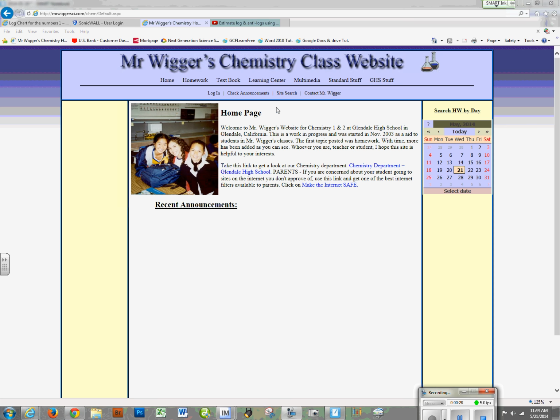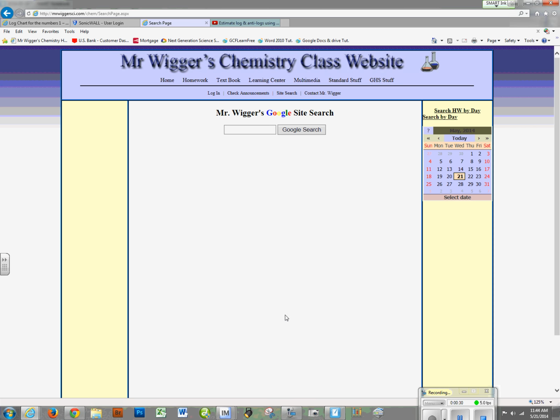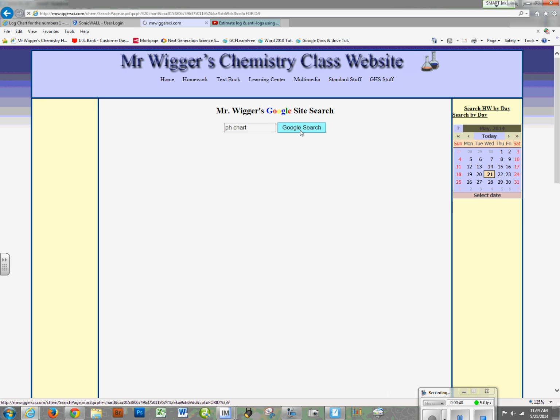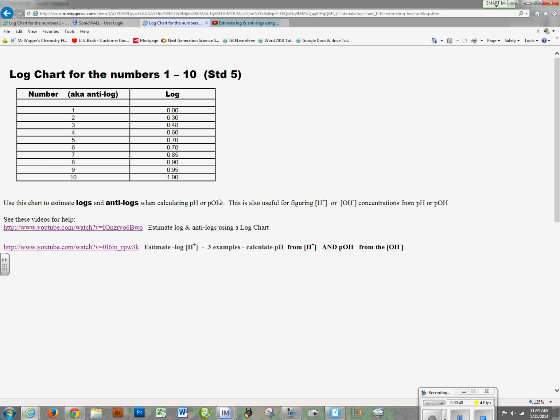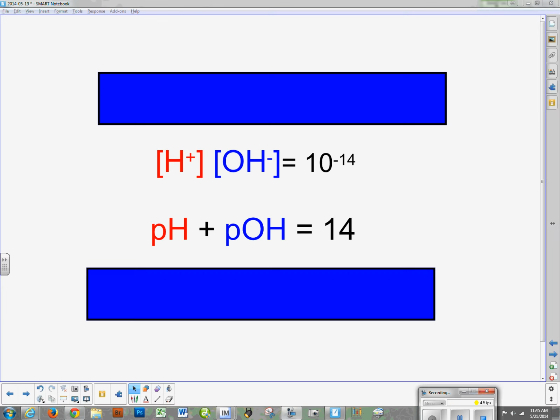And going to the site search, which is a Google search just for my site, you will be able to put in pH chart. And when you put in pH chart, the first hit you're going to get is a log chart for the numbers 1 through 10. When you go there, this is what it will look like, and we will be using this throughout the video.